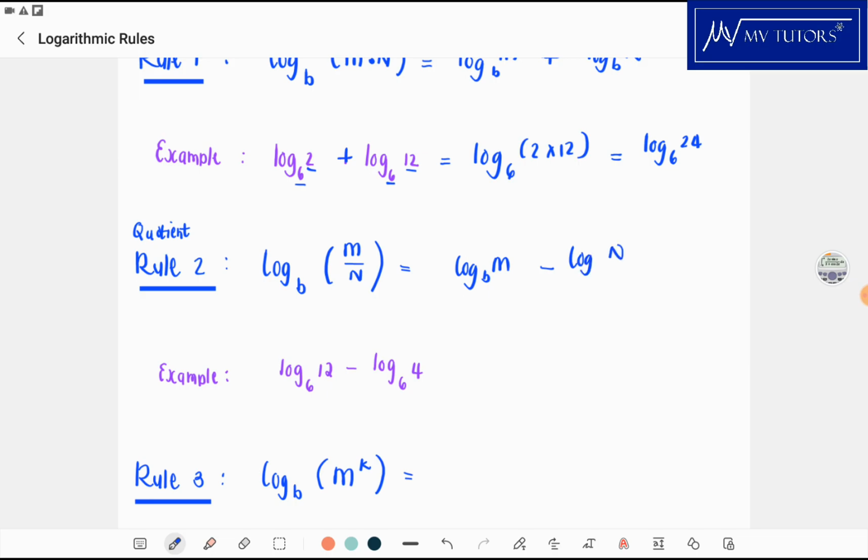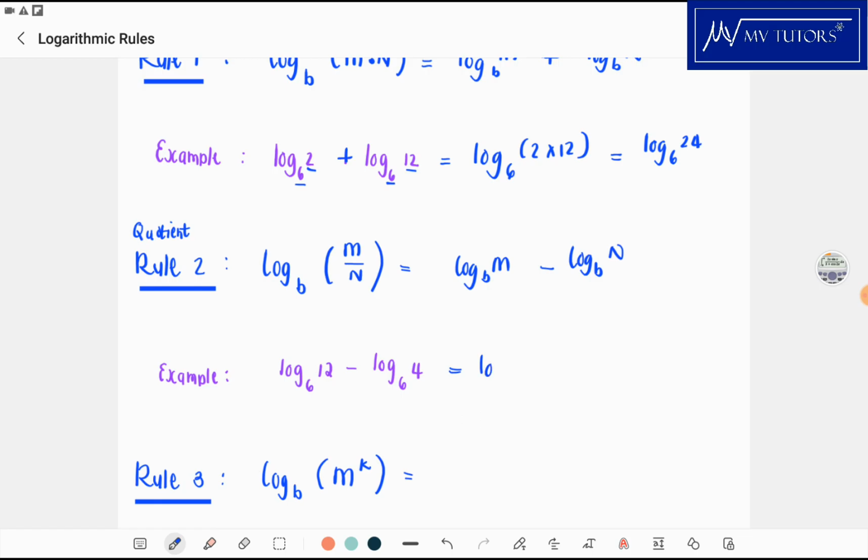I probably shouldn't have chosen n and m because they sound the same. Okay, so there we go. All right, like we said with the quotient rule, we have the logarithm of the numerator minus the logarithm of the denominator. So with an example over there, okay, so again I have log 12 base 6 minus log 4 base 6.